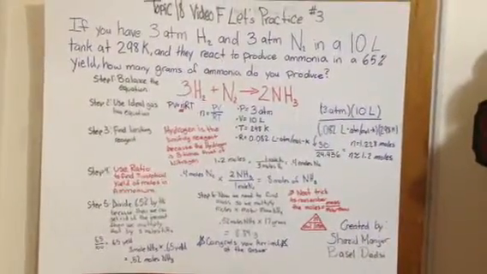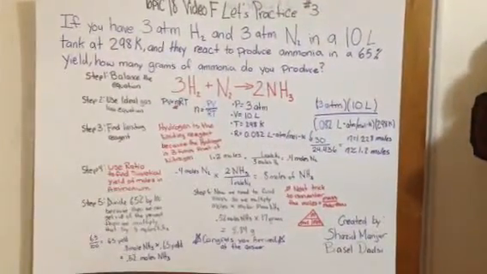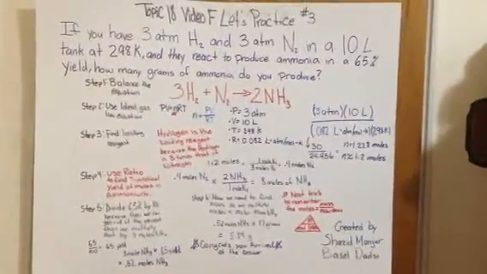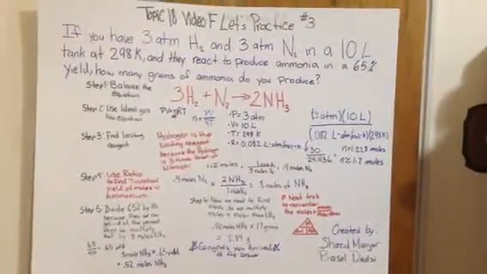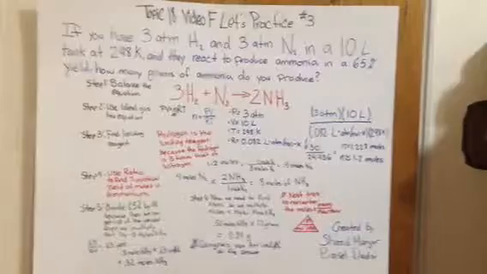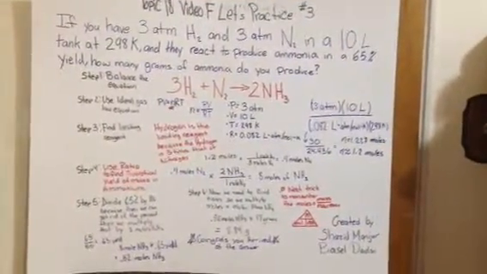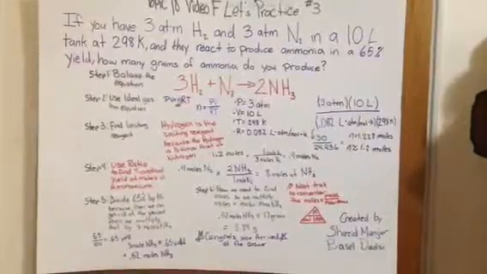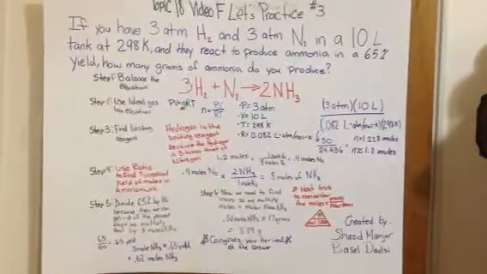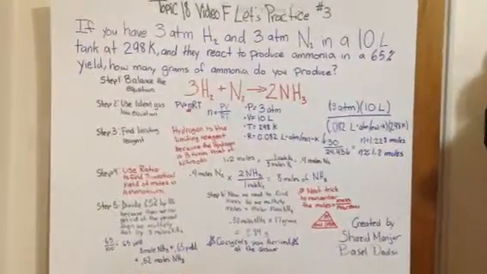So according to the question, the reaction has a 65% yield. So we divide 65 by 100 because of the percentage to get 0.65. Then we multiply that by 0.8 moles of ammonia to get the actual yield of 0.52 moles of ammonia.